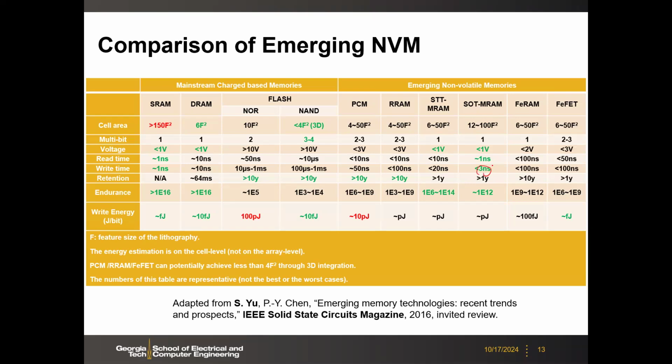So the retention, because most of those emerging memories are emerging non-volatile memory, that means potentially they could retain data up to 10 years at 85 degrees C. But of course, you can trade off a little bit depending on the application. You can trade off, let's say, lower retention for faster speed and lower write energy. That's possible.